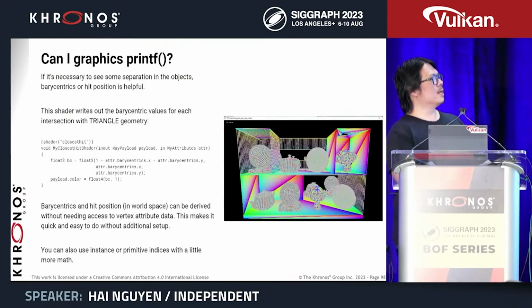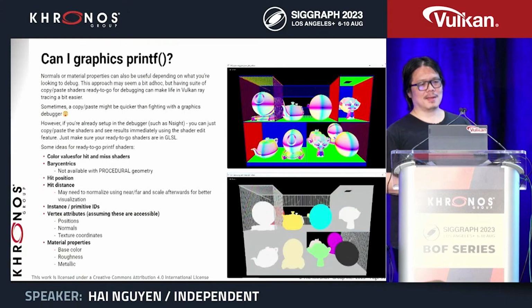If you need to see some separation in the geometry with graphics printf, then you can just write out the barycentric coordinates, or you can use world hit position or object ID or primitive ID or instance ID. Those take a little bit more math, because when you start writing those values out, it's going to probably overload some of the values. But anyway, printf, it's there. If you have your geometry data pumped in, you can always write geometry data as well. So normals, texture coordinates, tangents, all the things that you would normally have associated with a render.